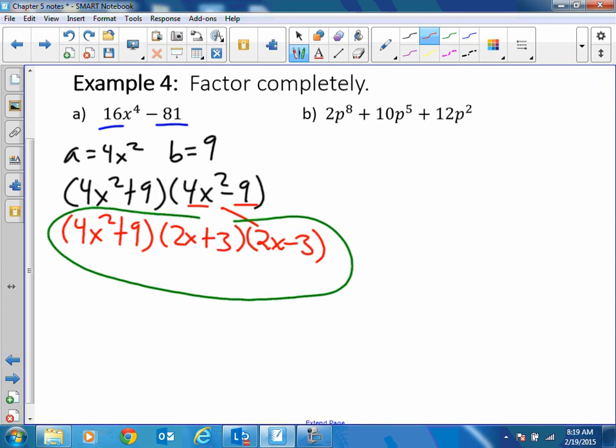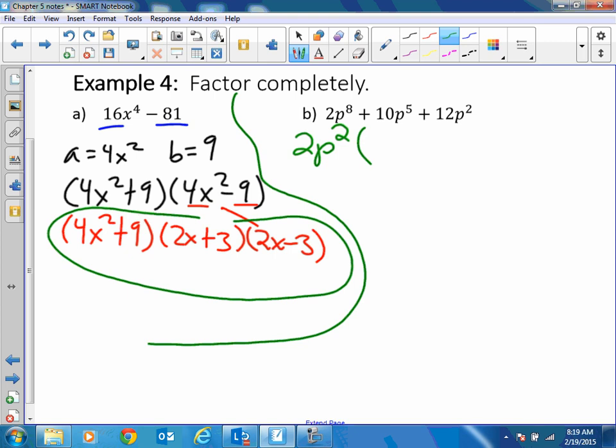So, whenever you have two terms, look for difference of two squares, okay? Two terms, difference of two squares, or you're looking for sum of cubes or difference of cubes. Okay? So, the next one, always look for the greatest common factor first. This one has a greatest common factor of 2p squared. So, if you take out 2p squared, you're left with p to the 6th plus 5p to the third plus 6.